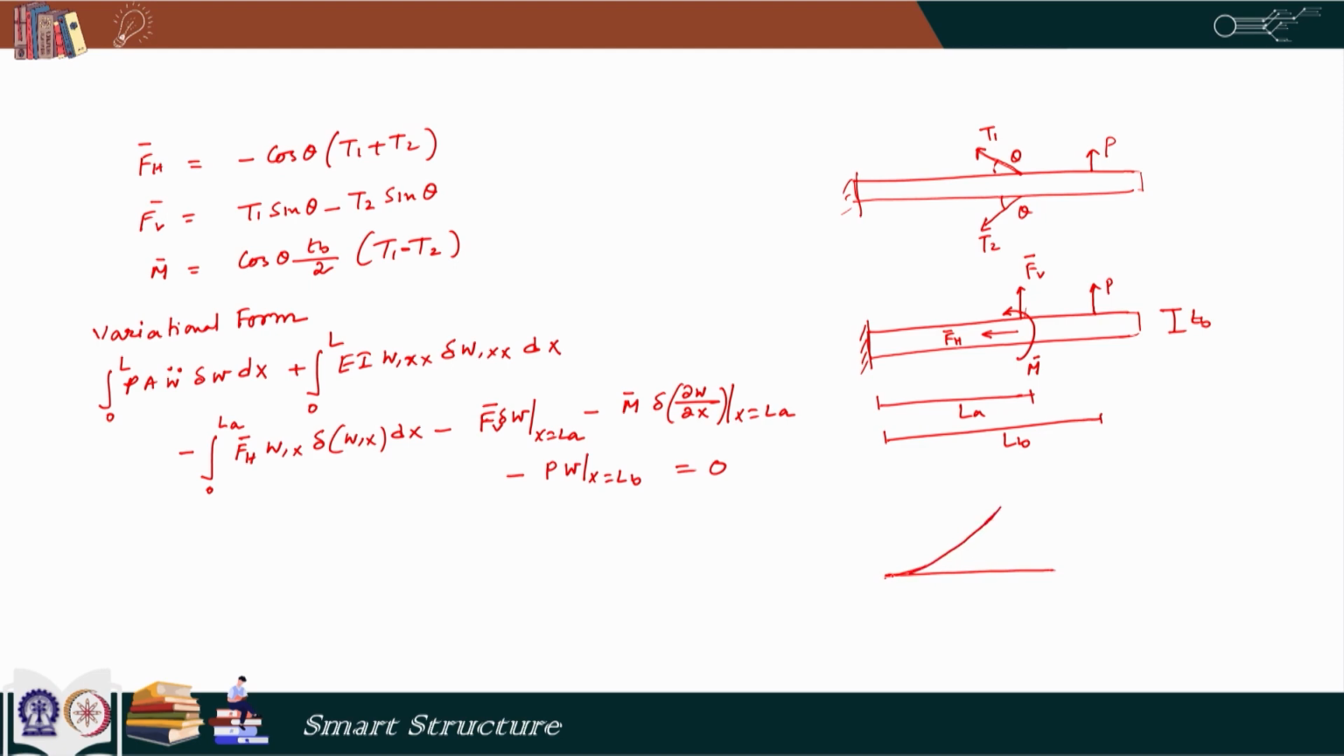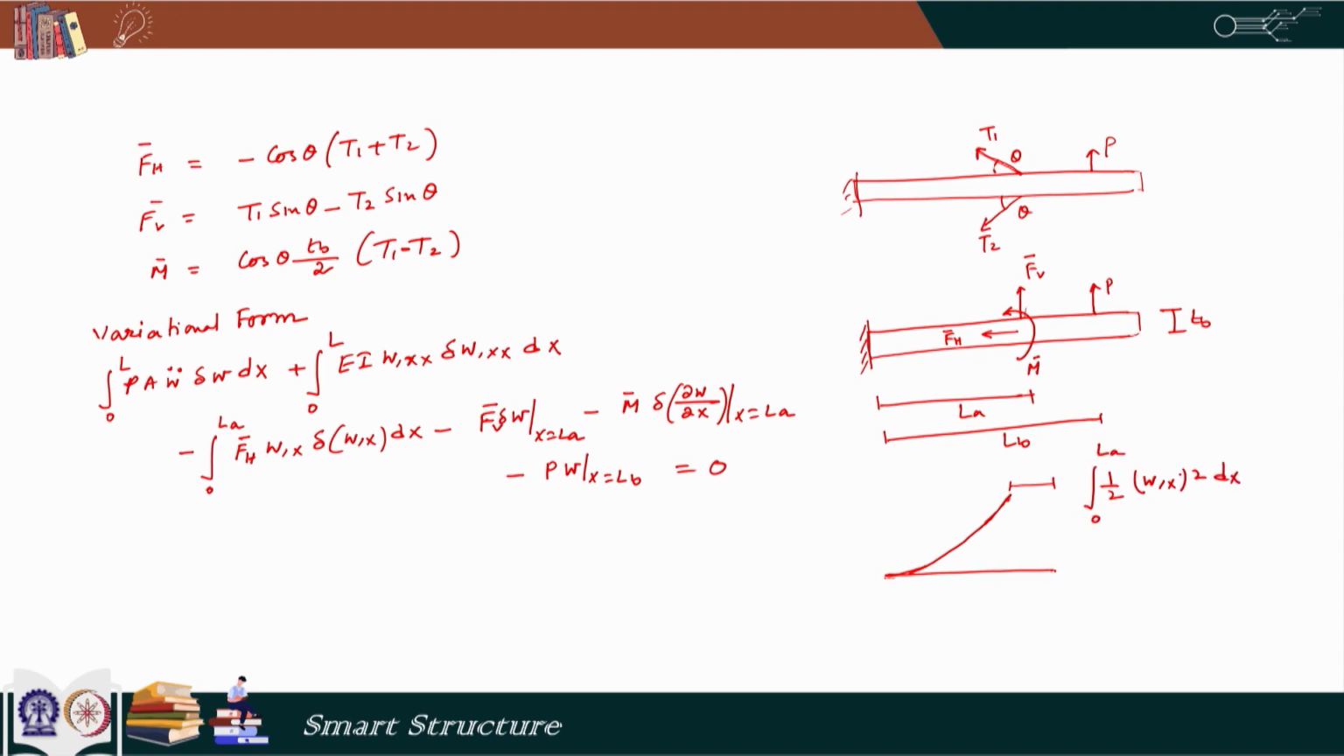Now, the length of the neutral axis remains the same. So, this length is the same as this length, which means that there should be some difference in the x coordinate of this point from this point to keep the length the same, because this is a curve and this is a straight line, and this displacement is half into w comma x square, 0 to L A, dx.